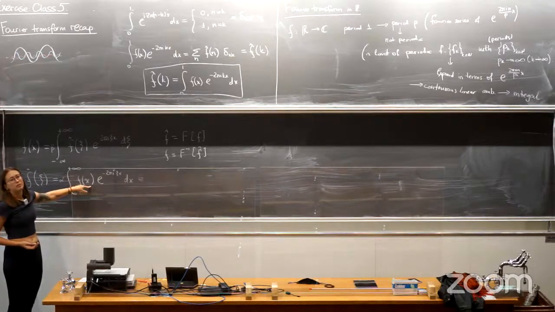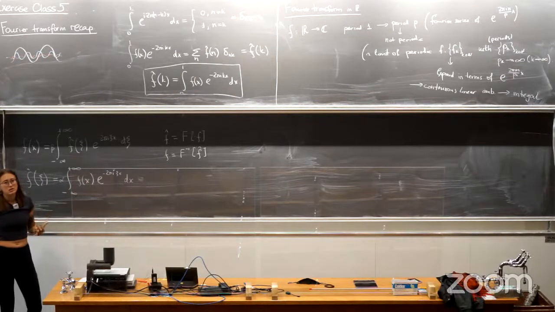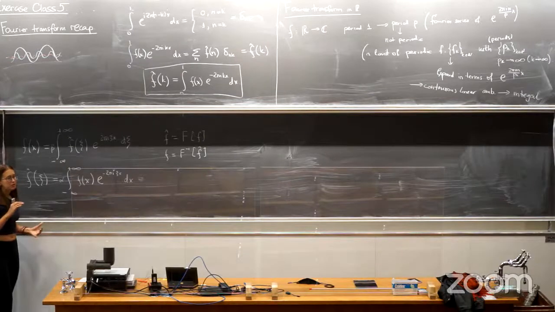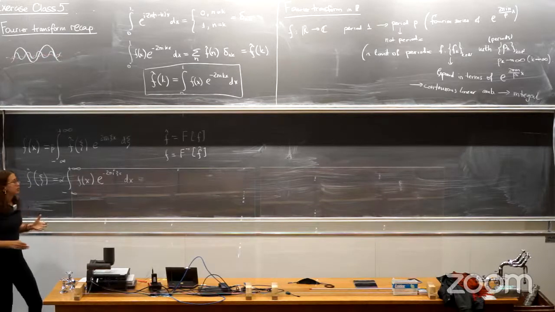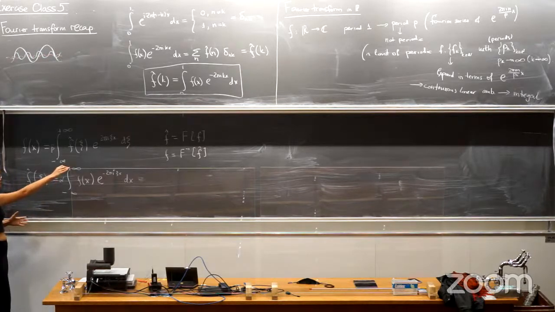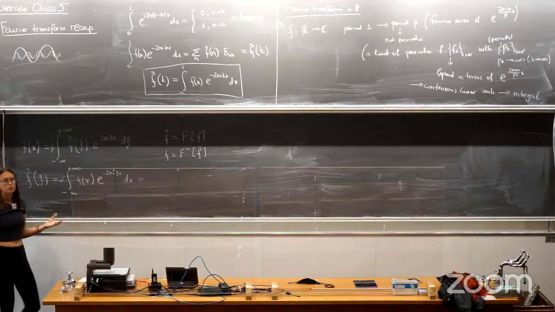But this is exactly because of a normalization condition, and this prefactor of 1 over square root of 2 pi can also be chosen in a different way. So for example, you can say, when I do the Fourier transform, I choose the coefficient 1 over 2 pi.